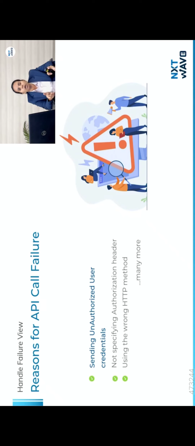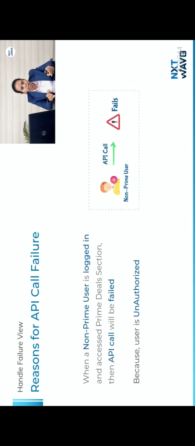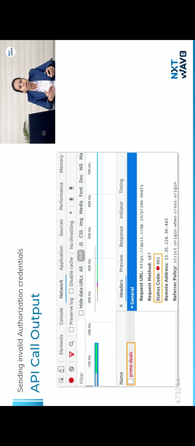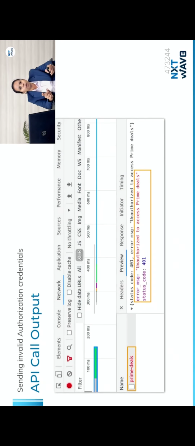We are currently focusing on a single reason, that is sending unauthorized user credentials. That is, when a non-prime user is logged in and is trying to access the prime deals section, the API call will fail because the user is unauthorized, right? Since the user is unauthorized, if he tries to get the prime deals section, the API call will fail. Clear? So even if you try to make an API call, you'll get a status code of 401. There you can see, right? Status code 401.